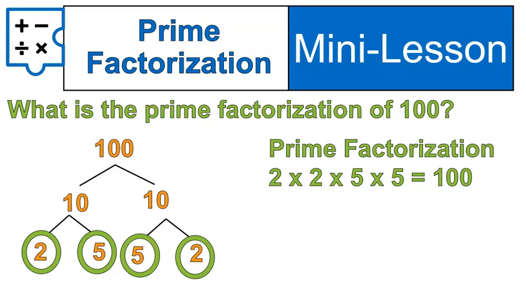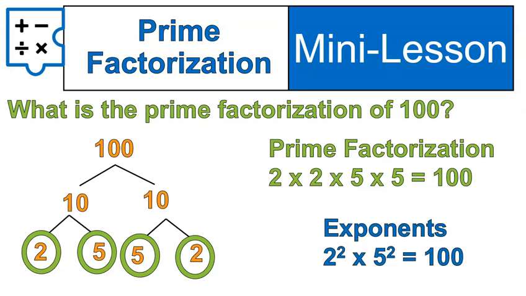Now, there is one other thing that you can do with prime factorization, and they will do in future grades. So I want to show this to you, but I will not expect you to remember it, and you don't need to remember this moving forward. But instead of writing it as 2 times 2 times 5 times 5, we could write it using exponents, where you write 2 squared times 5 squared.